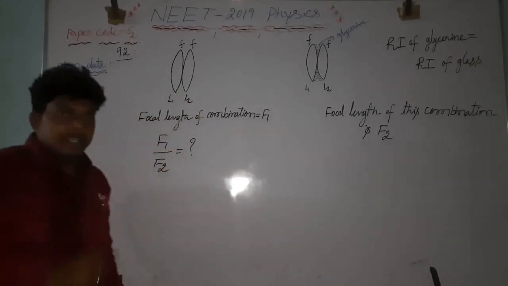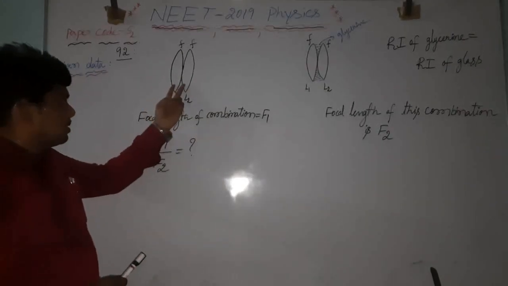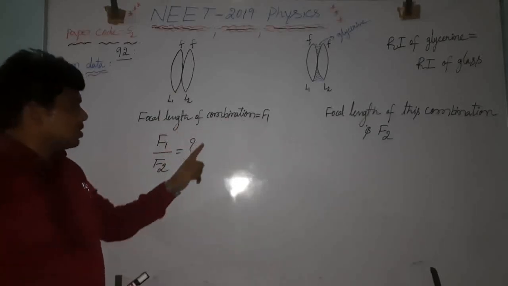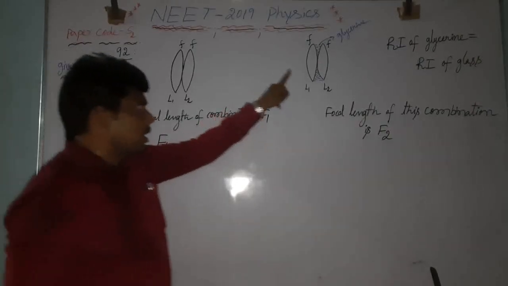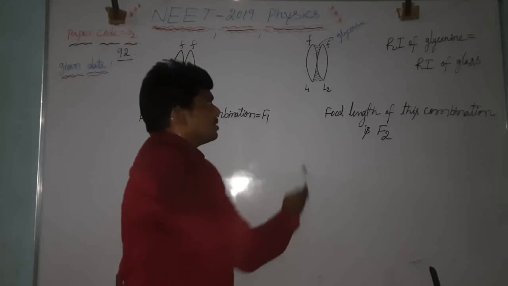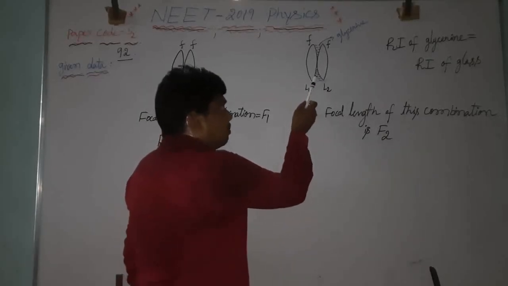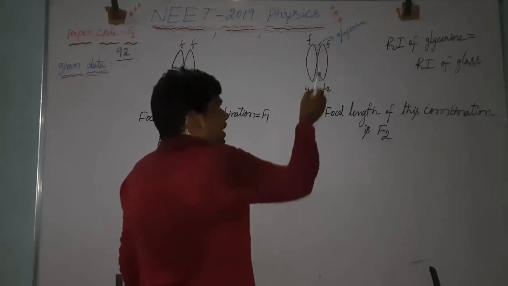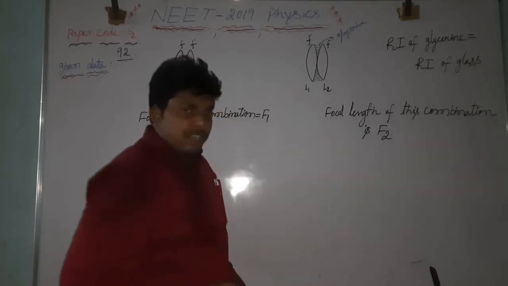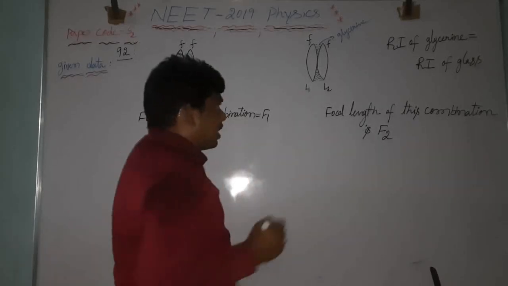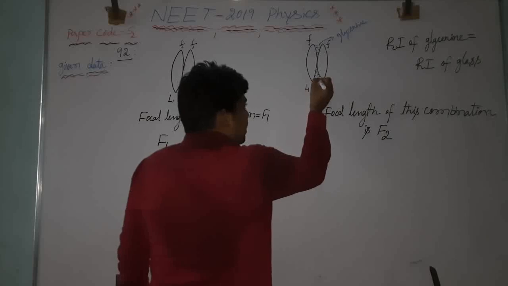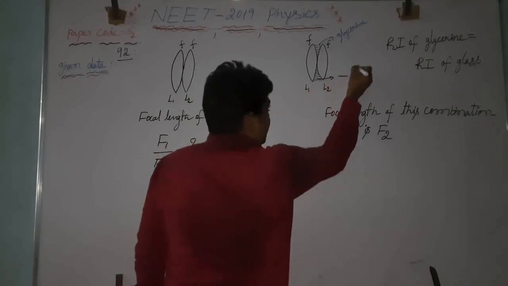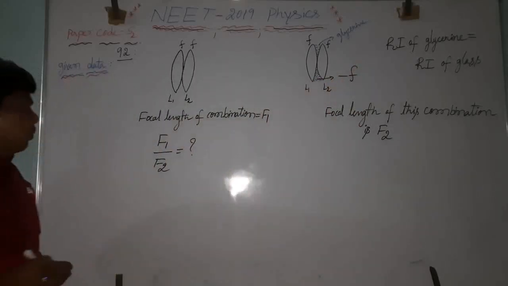Initially they have given two convex lenses, and their focal length of combination is given by f1. Now in between the two lenses, they have placed glycerin, which behaves like a diverging lens. If it behaves like a diverging lens, we can take the focal length of this one as minus f.